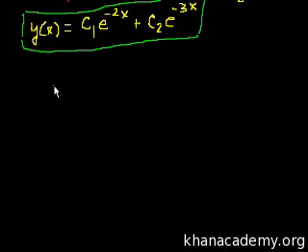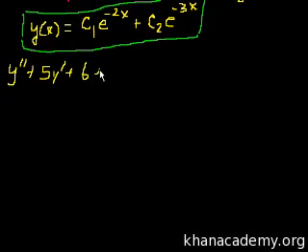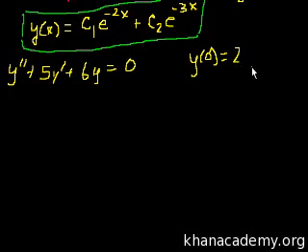Let me rewrite the differential equation. It was the second derivative plus 5 times the first derivative plus 6 times the function is equal to 0. And the initial conditions we're given are that y of 0 is equal to 2, and the first derivative at 0, or y prime at 0, is equal to 3. So they're giving us what y equals at the point 0, and the slope at x equal to 0 is 3. So how do we use these to solve for C1 and C2?